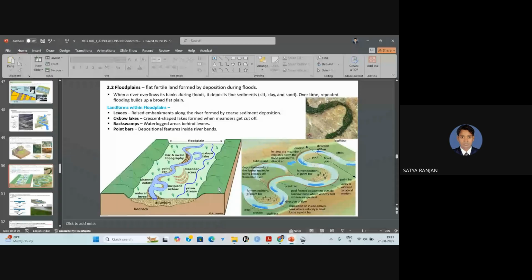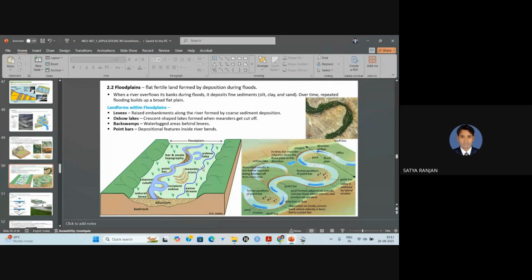This is the river. Then this is the floodplain. So a lot of features like oxbow lakes and meander scars are present here. Different erosional and depositional structures are also present in the floodplain areas.